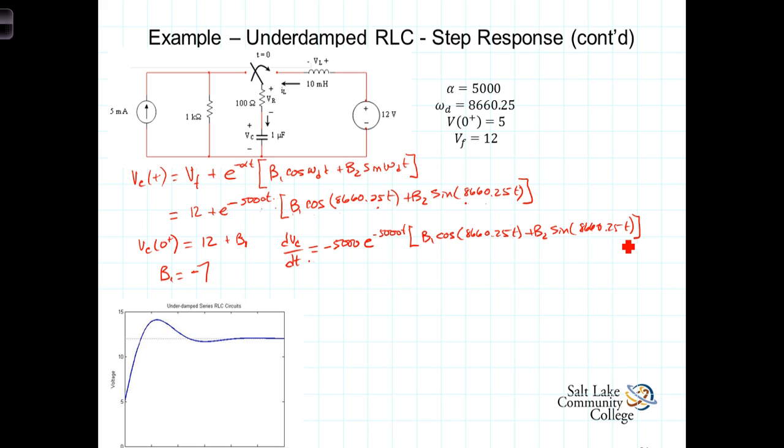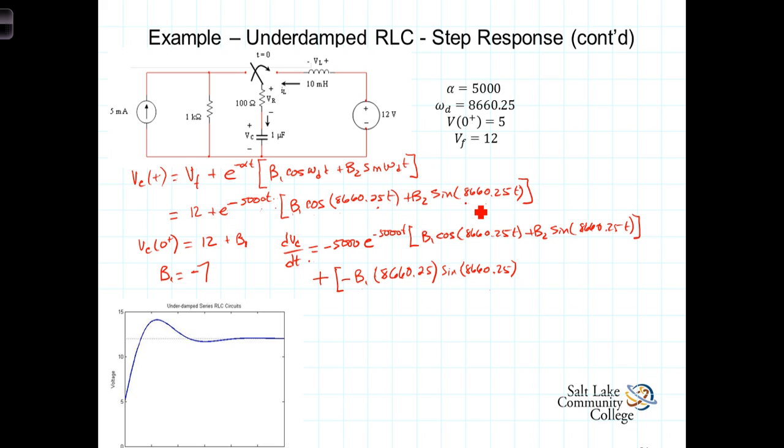Then we have added to that the derivative of this times the e to the minus 5,000 t. So the derivative of this first part is going to be, derivative of the cosine is negative sine, so we're going to have a negative out in front. We're going to have a b1 there. The chain rule kicks out a 8660.25. Then again, the derivative of the cosine is the sine of 8660.25 t.